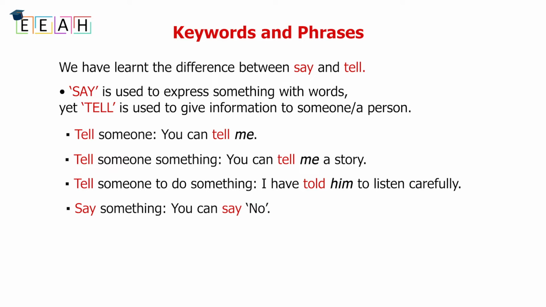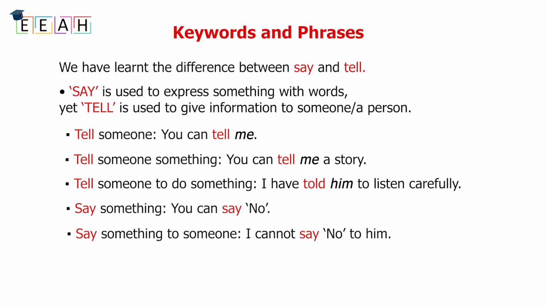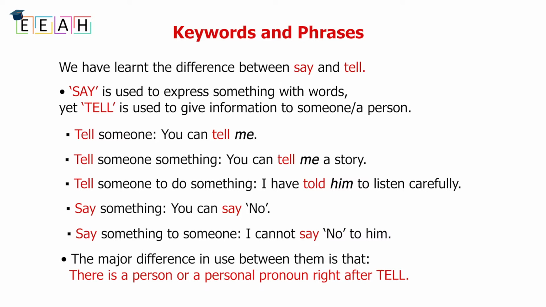Say something. You can say no. Say something to someone. I cannot say no to him. The major difference in use between them is that there is a person or a personal pronoun right after tell.